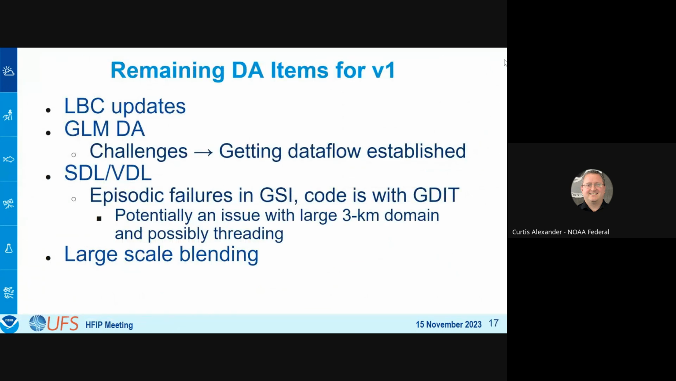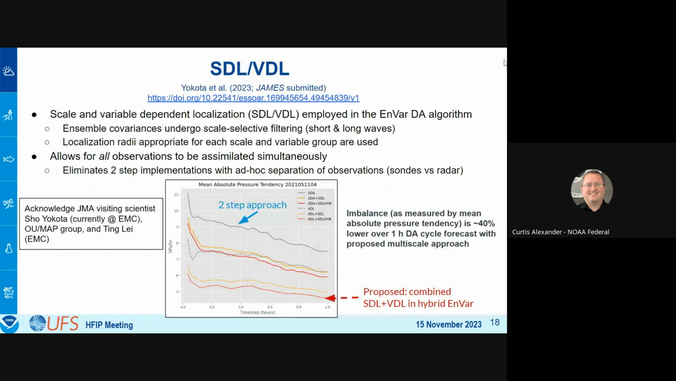And so the remaining items we're working on, again, getting all the GLM lightning DA installed. We're also looking at scale-dependent localization as well as some large-scale blending. Next slide. Which I will say, we're in the final testing here to bring in the ability to modulate the covariance length scales for localization, reducing the noise in the model analyses when we do that, and into the ensuing forecasts.